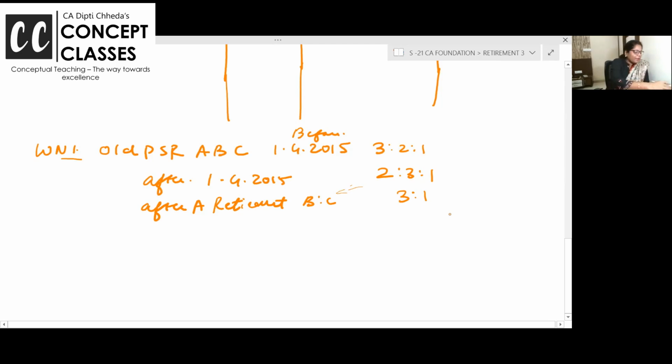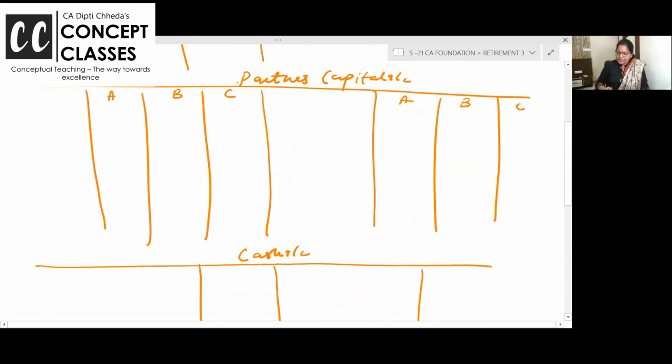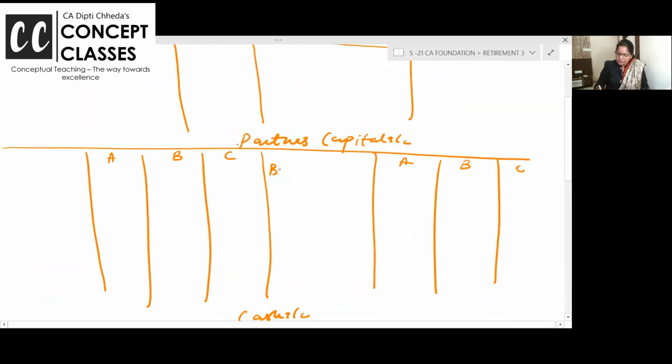Chalo, very quickly, please write the details in the partners capital account. Write down. By opening balance, 1,50,000, 1,00,000 and 50,000. Yes.